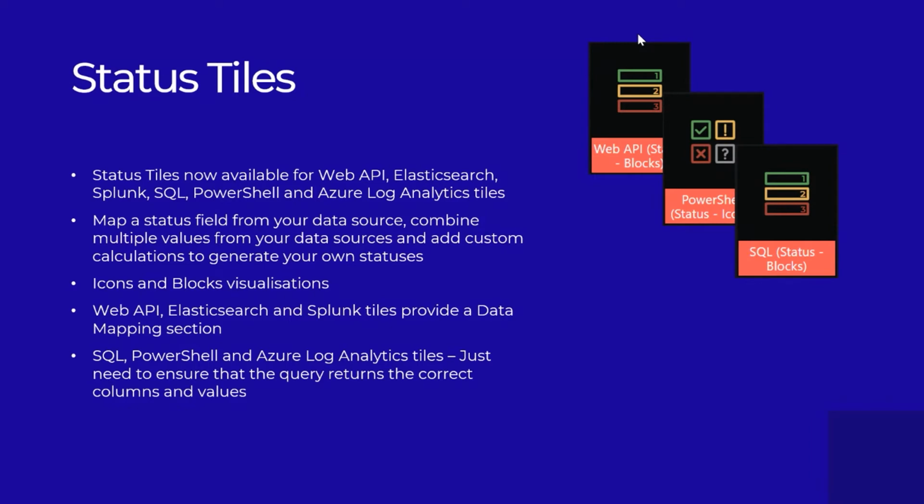Typically with the Web API, ElasticSearch, and Splunk tiles, you have a data mapping section when you're scoping the tile. For the SQL, PowerShell, and Azure Log Analytics tiles, you just need to ensure that the query returns the correct columns and values. So I'm just going to jump back over to the environment and show you where you can set those providers up and the PowerShell profiles.